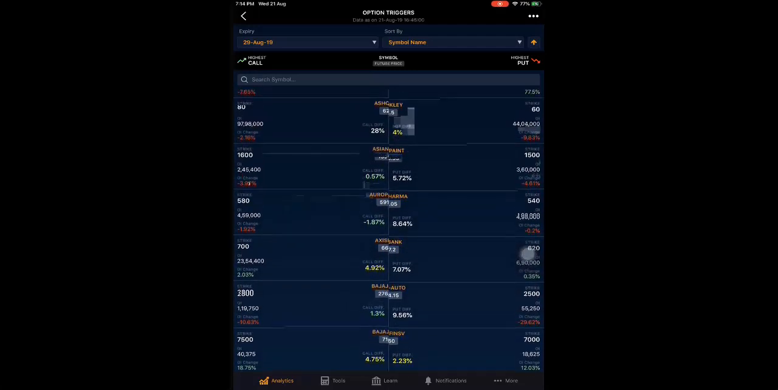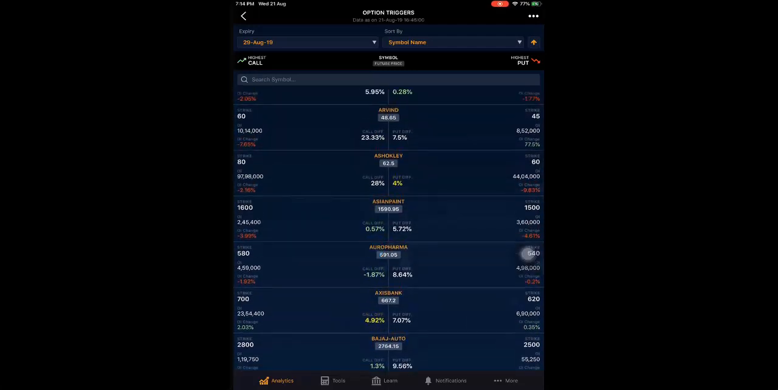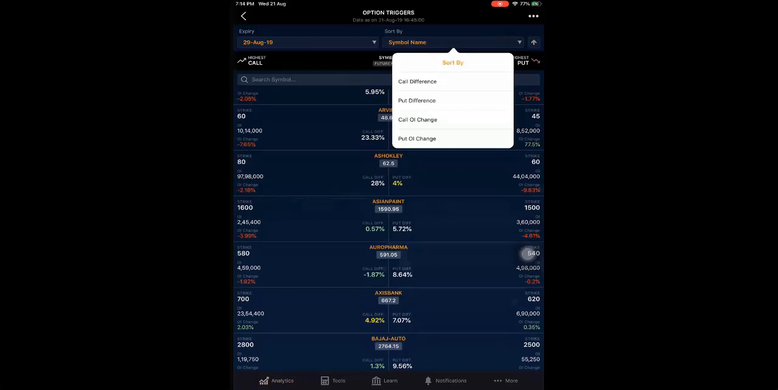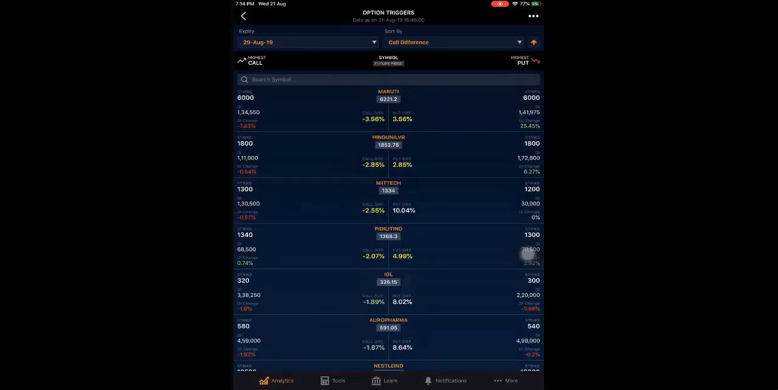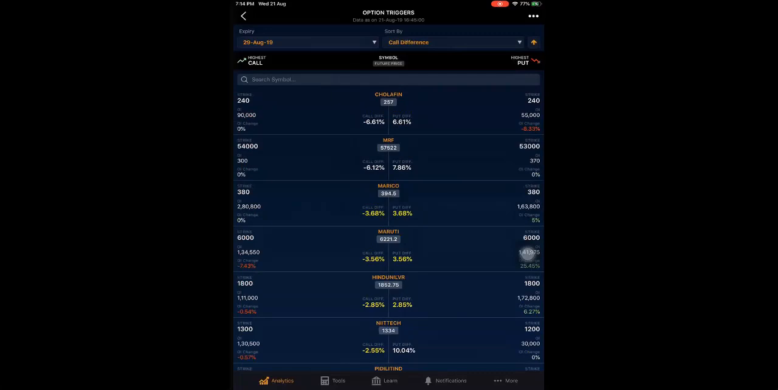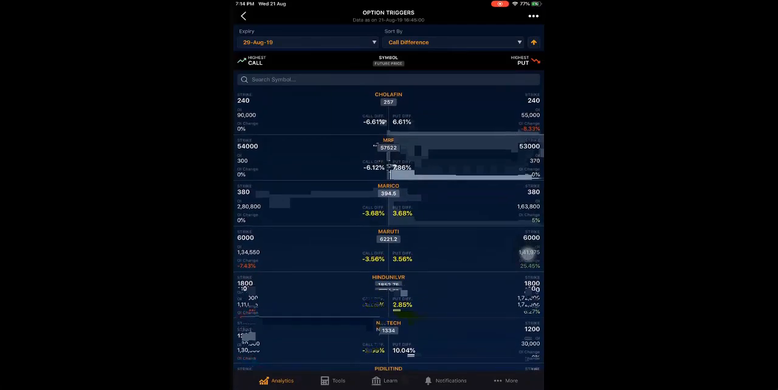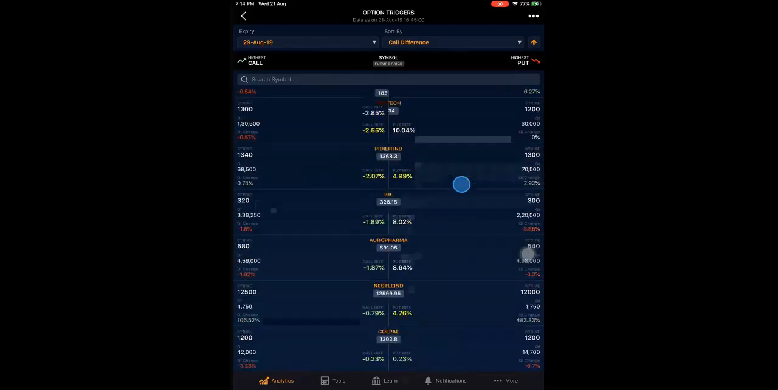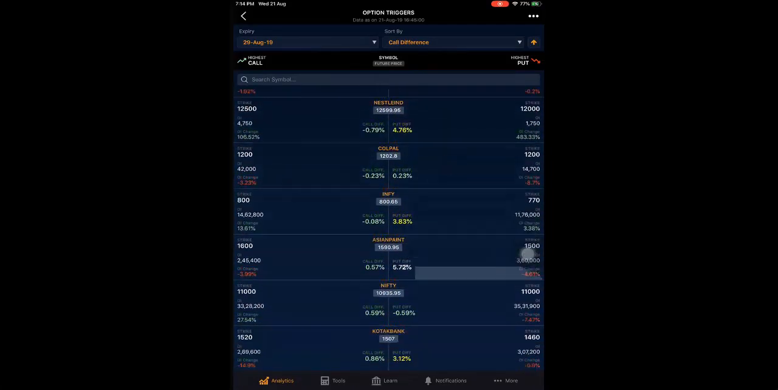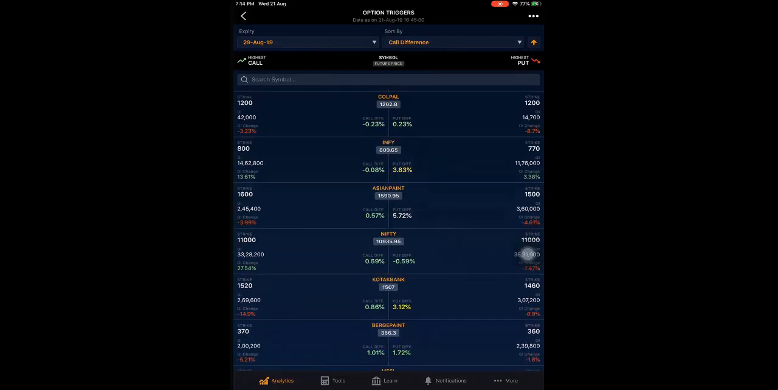Now we have done some color coding. So you have the sort thing. You have to sort by symbol name, call difference, put difference, call OI change, put OI change. So say for instance we do call difference, it will go from a descending order. You have the stocks where you see the max unwinding to the max addition. Now the green denotes the strikes which are in the vicinity of +2 and -2 of the highest call strike.